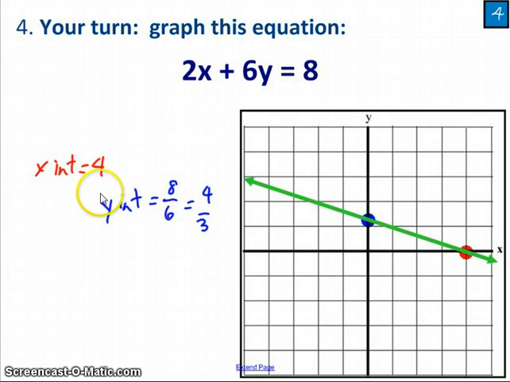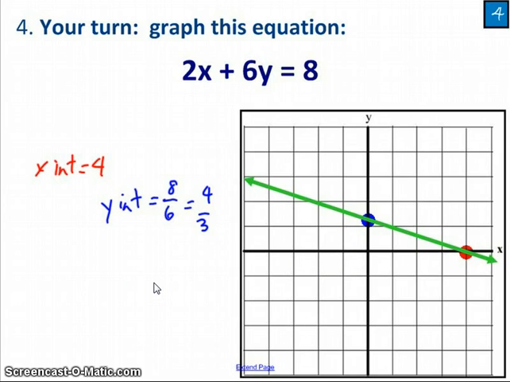The x-intercept was 4, and I've plotted an x-intercept there of 4. My y-intercept is 4/3. You probably got 8/6 and hopefully simplified it down because it's a whole lot easier to envision 4/3. Roughly speaking, that's about where 4/3 is. And I've drawn a line through it, and that is all that I had to do.